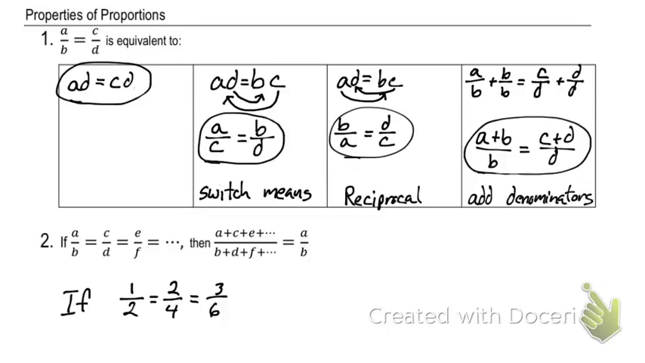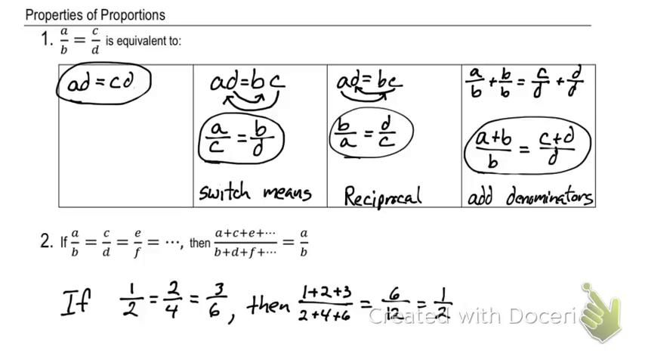Do we agree that all 3 of those are equal? Yes. Okay, so I can write that. Then according to this, if I did 1 plus 2 plus 3 over 2 plus 4 plus 6, that should equal 1/2. Well, let's check it. So 1 plus 2 plus 3, that's going to be 6. 2 plus 4 plus 6 is going to equal 12. Sure enough, that does equal 1 over 2.